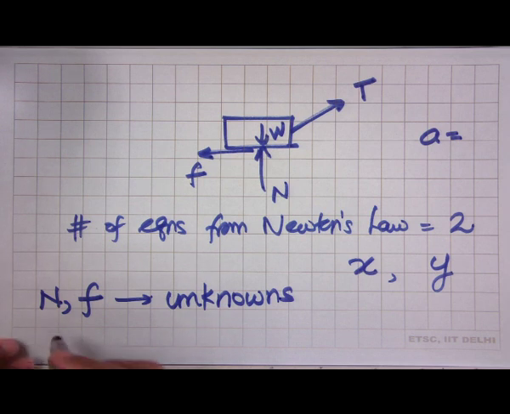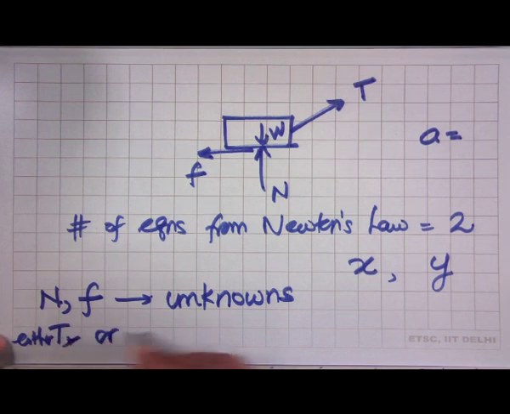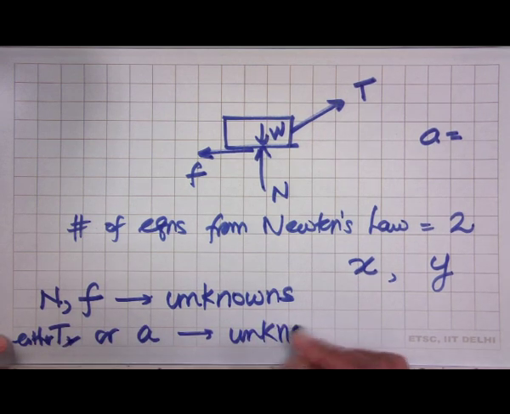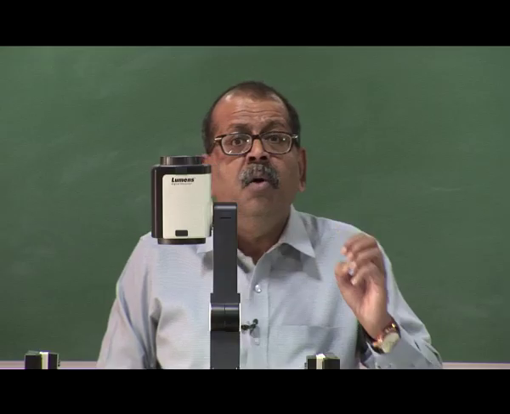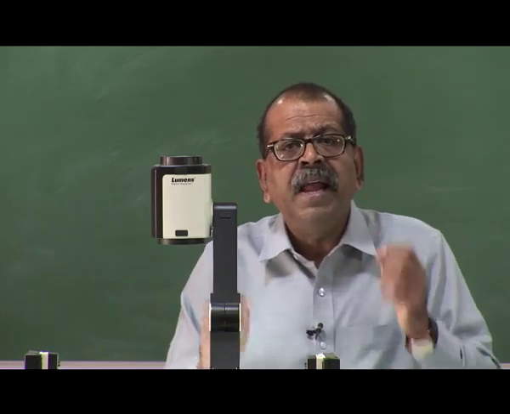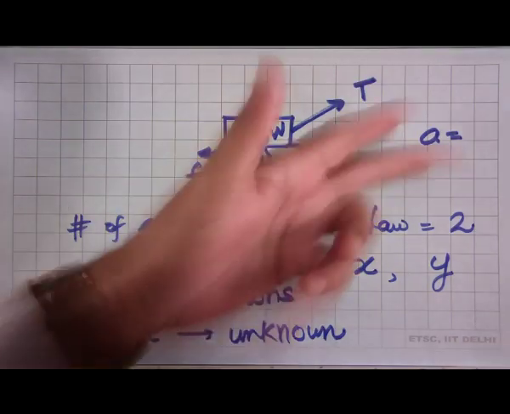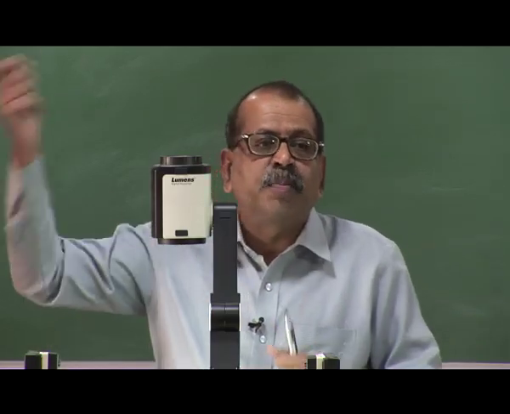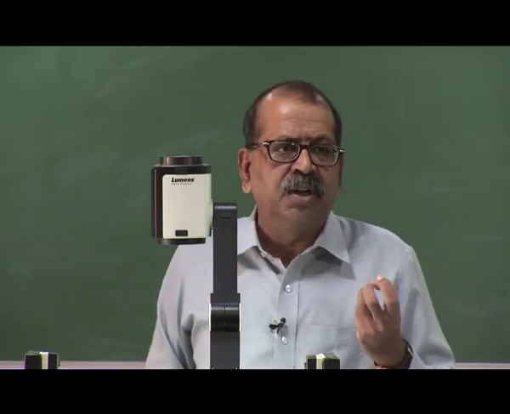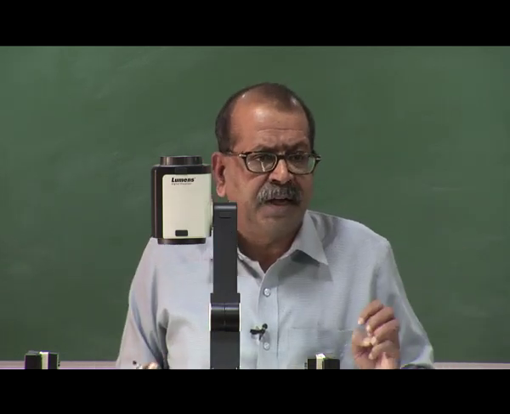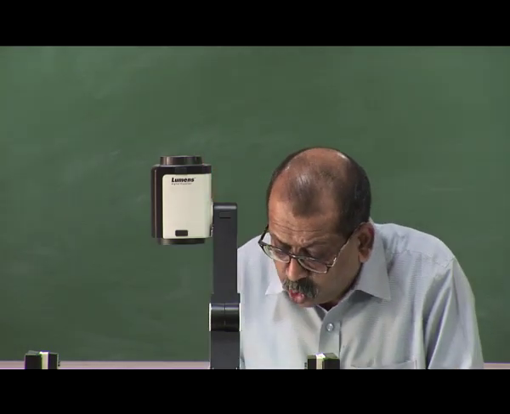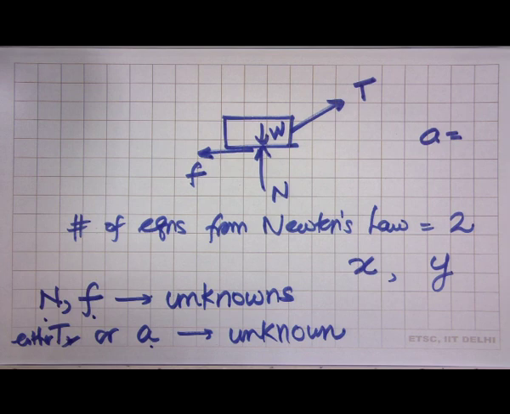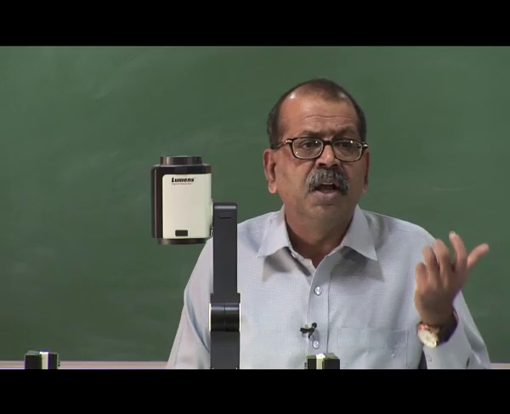In addition to that, what we have shown, either T or A, one of these will also be an unknown. So now we have three things we have to find: N, F, A or N, F, T. If acceleration is known, now acceleration may be given to you in terms of the block starts and stops in this way, so you use kinematics to find acceleration. So that could be one way, or it could be given to you directly. But now we have only two equations and three unknowns. So how do we get the third unknown from?